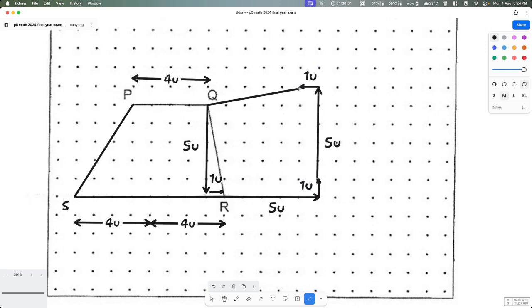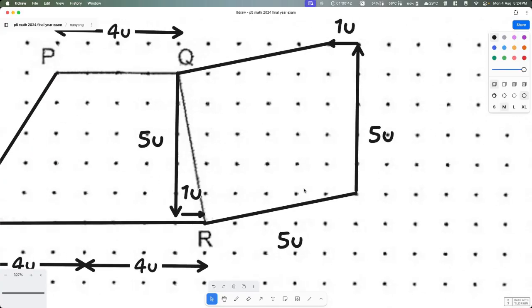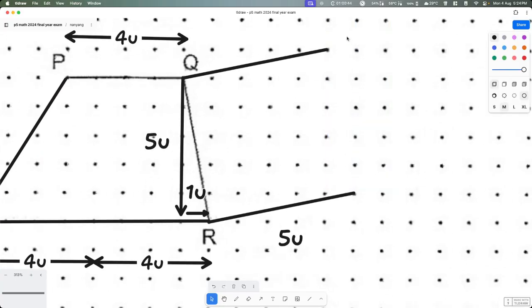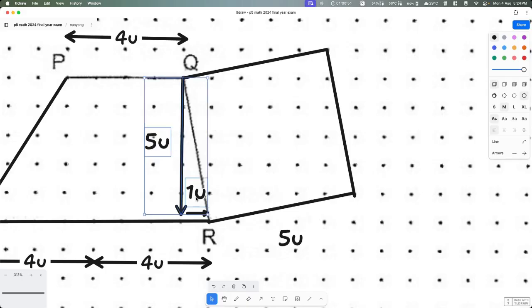So from Q, this is it. And then from R, this is it. That's what you see over here. Okay, and then from here you can already join the other two lines. Okay, so I'm gonna delete everything. Okay, delete everything, and then the line will look like this. And there you go.